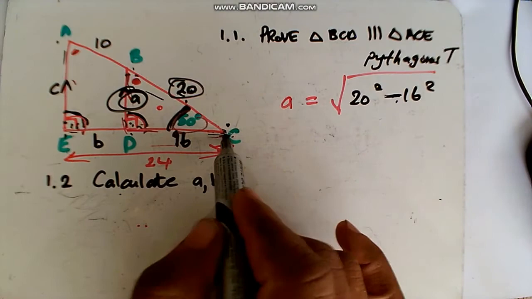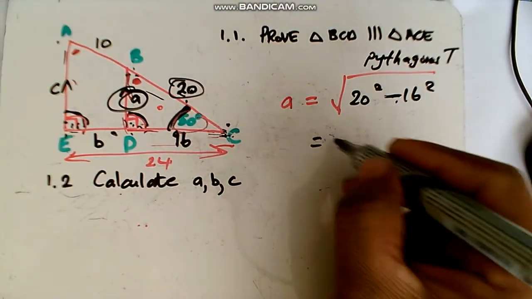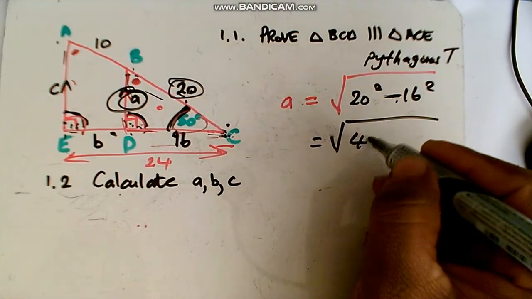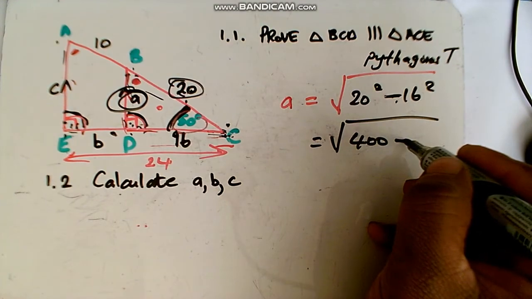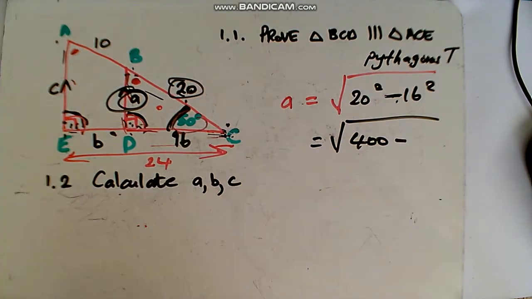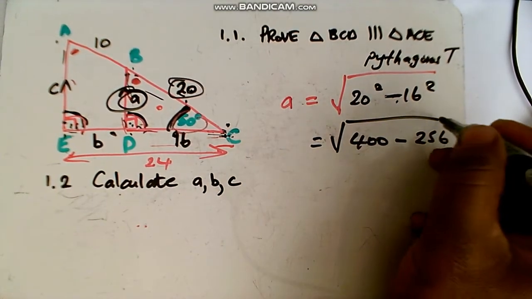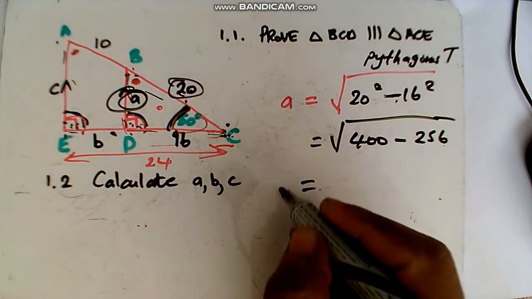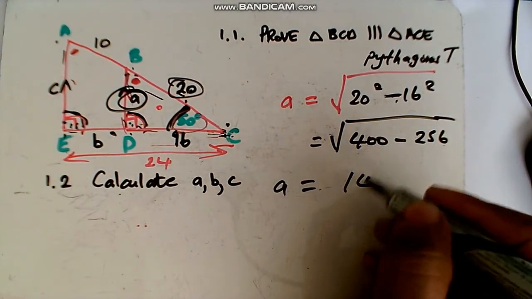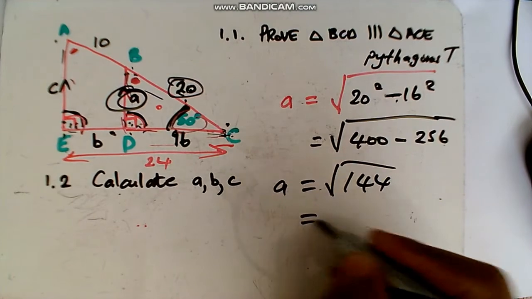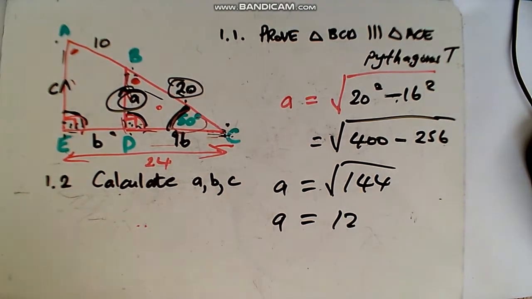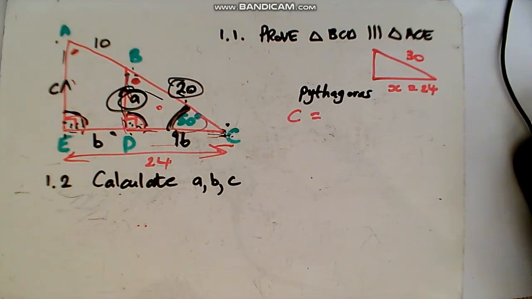So 20 squared subtract 16 squared. That's going to give us 400 minus 16 squared. Let me see my memory. 256, I think it is. 256. And here A squared will be equal to 144. If we subtract those two numbers, A is equal to 12. Now we have A being 12. So A is solved.